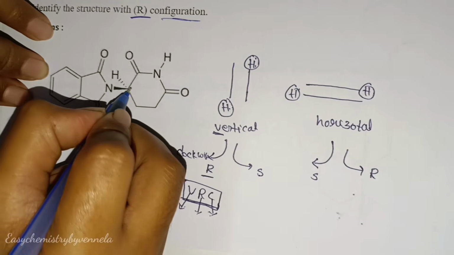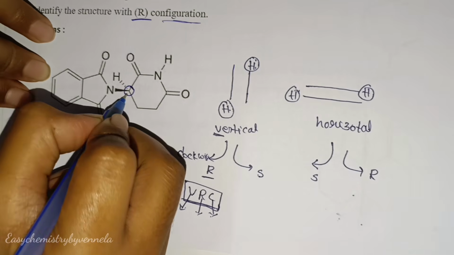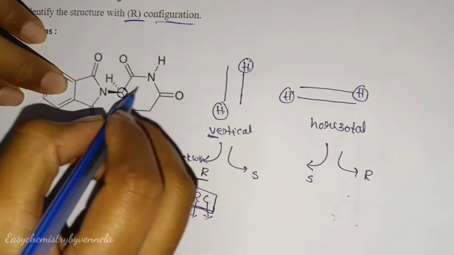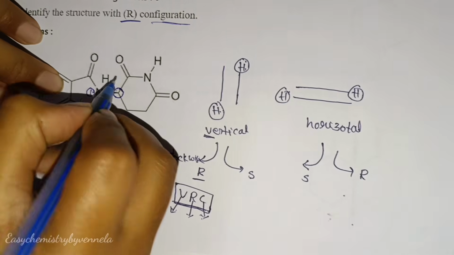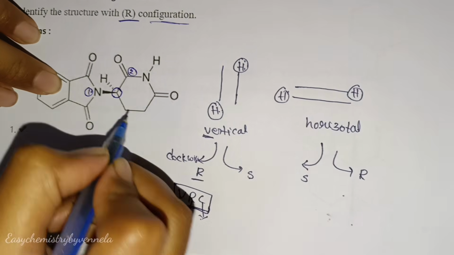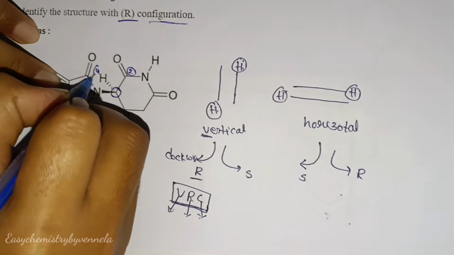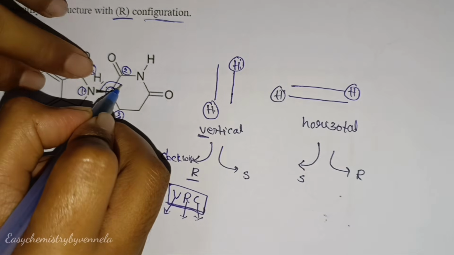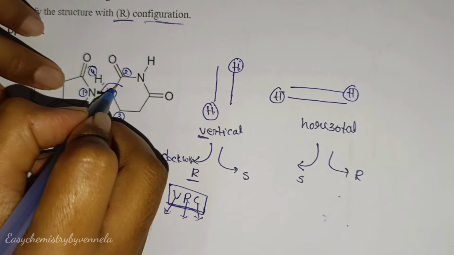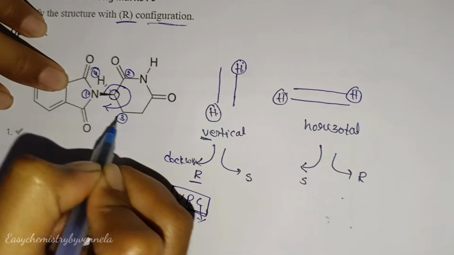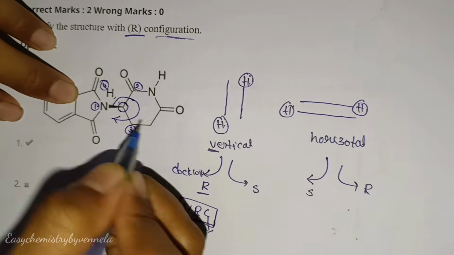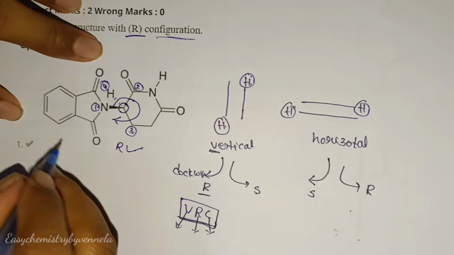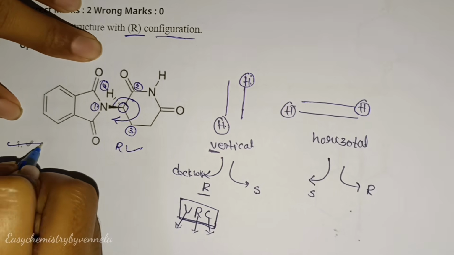So check the first option. This is the chiral center because 4 different groups are present. So which one do you give first priority? Nitrogen. Second one, this one. Third, here. And it is 4. Check here. This is like this because hydrogen is in vertical position. So what is this? Clockwise. So it is R configuration. Our question is R configuration. So the first option is the correct one.